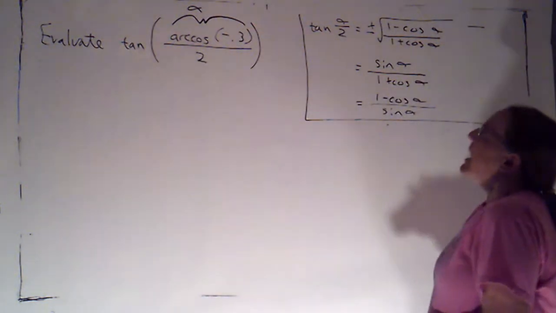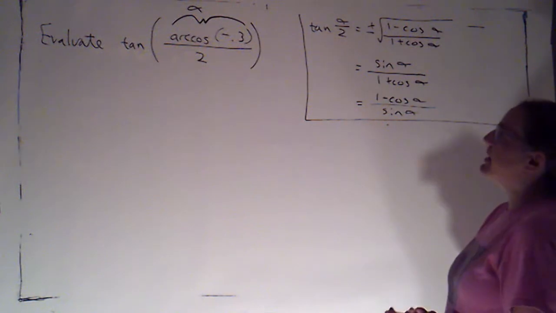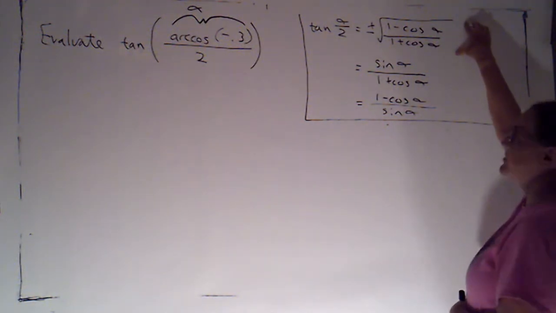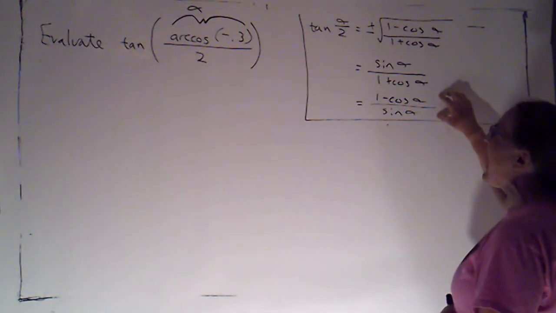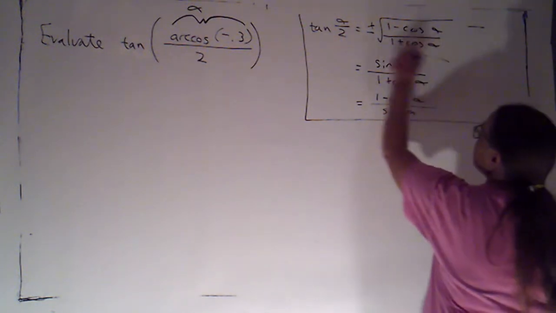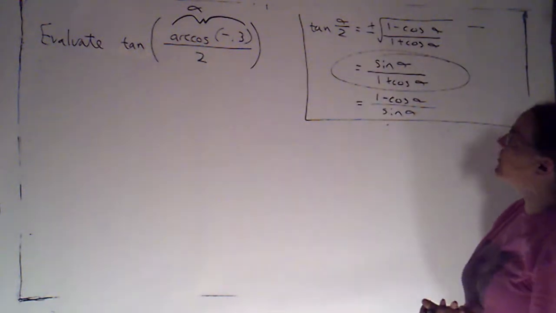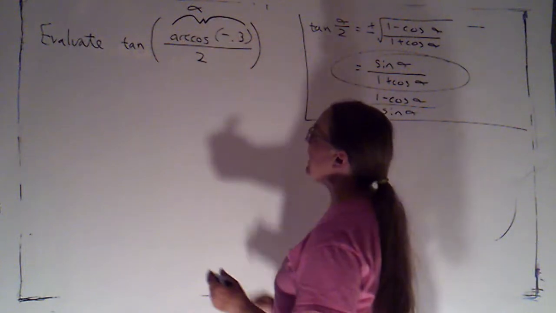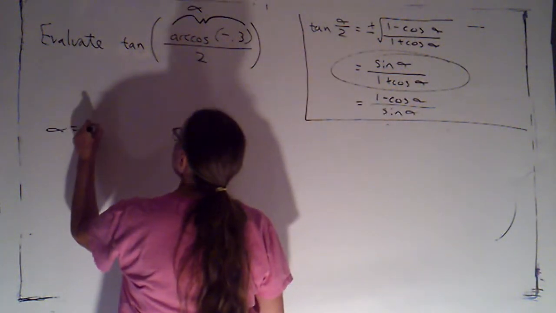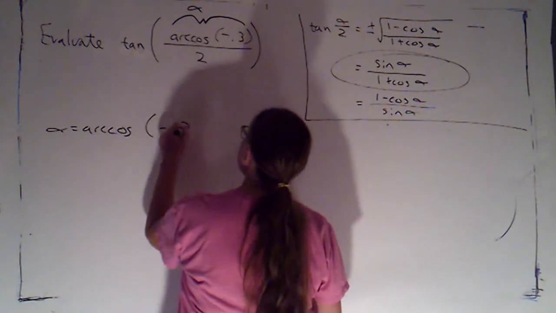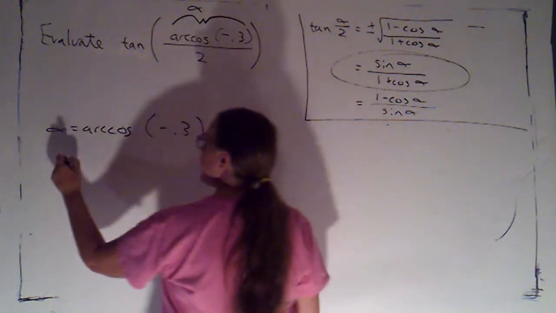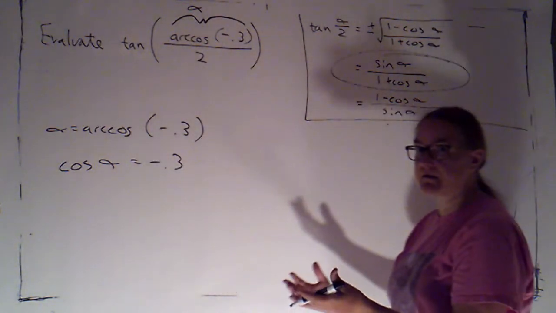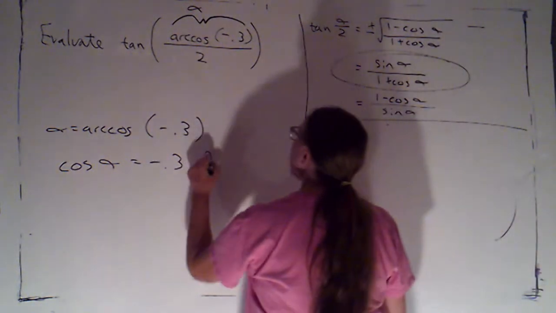Okay, so I want to evaluate this. I am not going to use this formula. I'm never going to go to this one by choice. I'm going to use either this one or this one. I don't think it really makes much difference. Let's just use this one. Okay, so let's see what we know. Our angle alpha is arc cosine of negative 0.3. So that means that cosine of alpha is negative 0.3. Nice. We know one trig function.